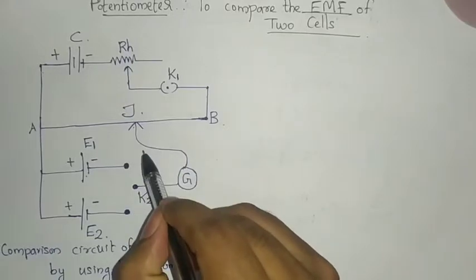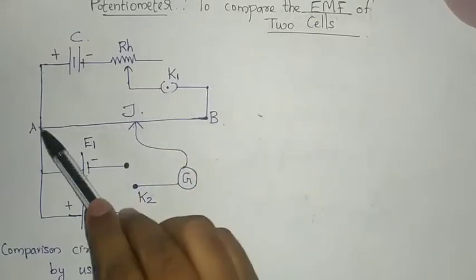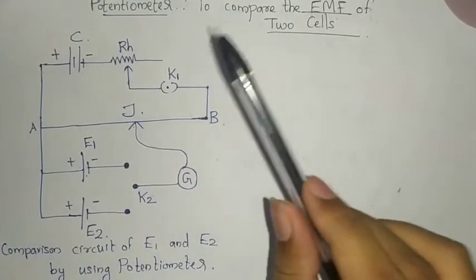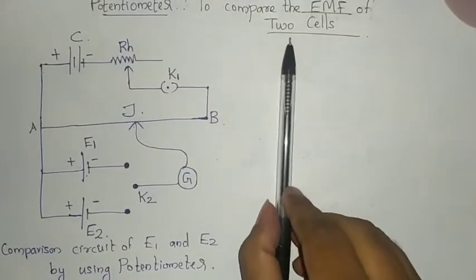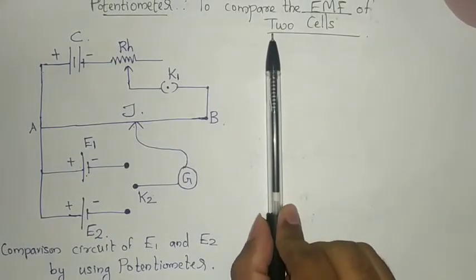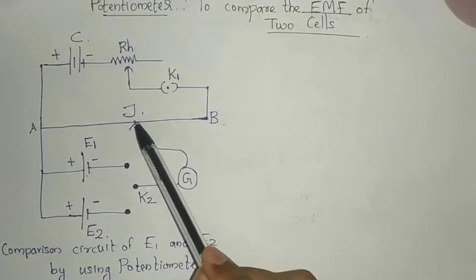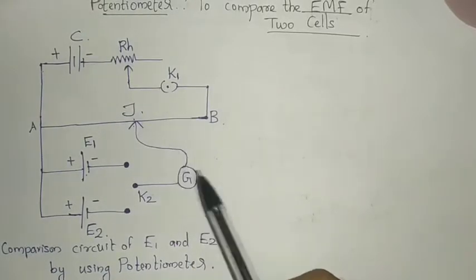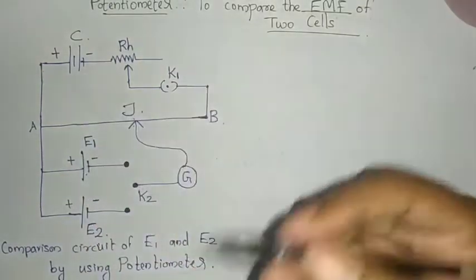After this, by putting the jockey at an appropriate position, we try to get the null point. Null point means when we move the jockey over this wire to a particular length, we will get a zero deflection. That means the galvanometer pointer will lie at the zero division. That means it is the balancing length. We have studied that in previous days also. After finding this null point, the distance from A to the point J should be marked. Let the distance of the null point from A be L1. So that's the first balancing length.